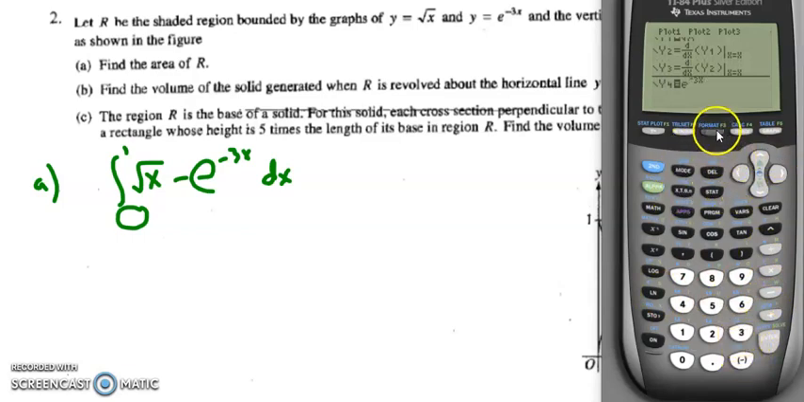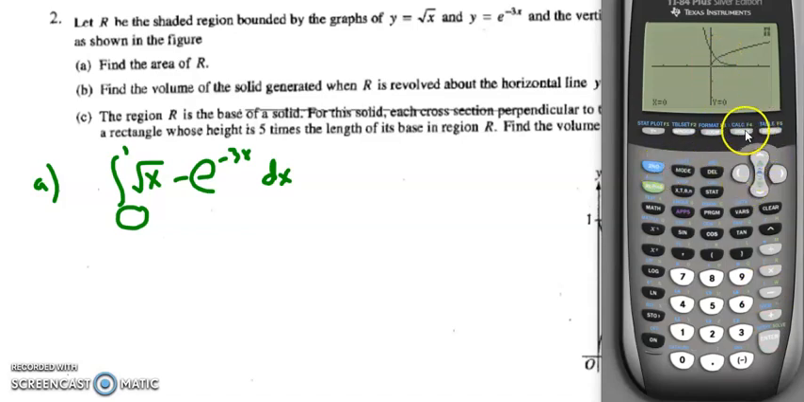So now when I look at my graph, and I'll do a basic zoom 6, I think that'll be just fine here. So there's the square root of x, here's e to the negative 3x. You know what, I'm going to zoom in. I don't see it well enough. Let's just zoom in on the origin, and that will hopefully be enough. Okay, I need this intersection point right here as my lower limit of integration.